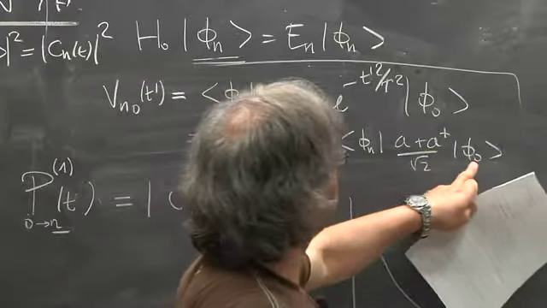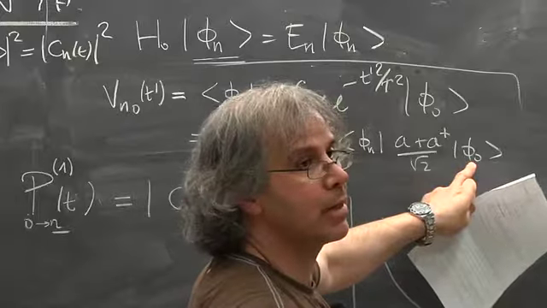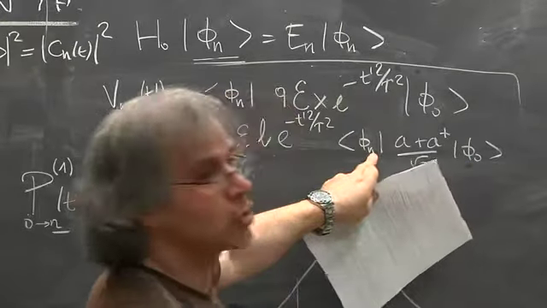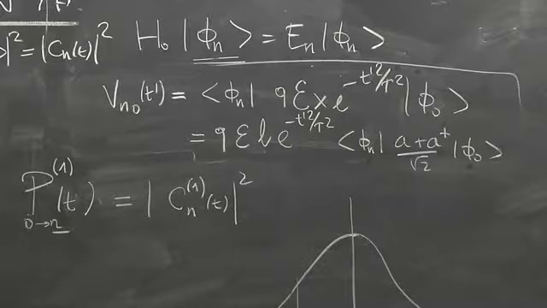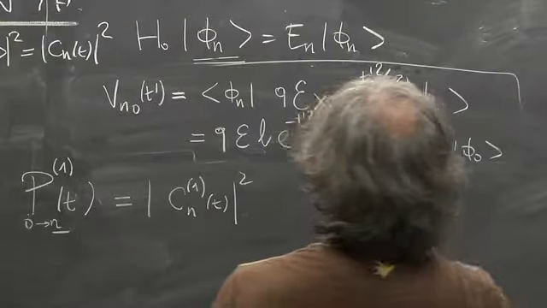Now, a gives me no contribution. a dagger, however, gives me a contribution where the only possible n that I can reach is 1. Okay? So to first order in perturbation theory, turning on and off an electric field can only change me from the ground state to the first excited state. That's the only one that has a matrix element directly to that state. I cannot go in first order perturbation theory to the second, to the third, and so on. Those states I will only be able to reach in higher order perturbation theory, and therefore, obviously, with smaller probability.